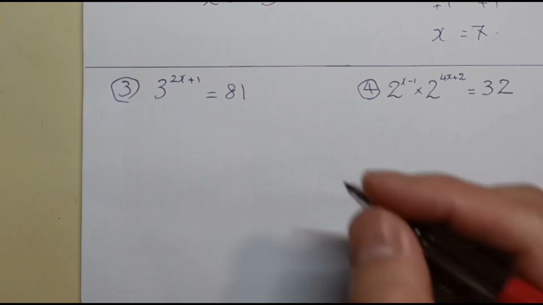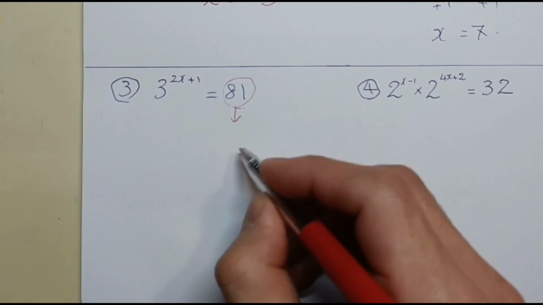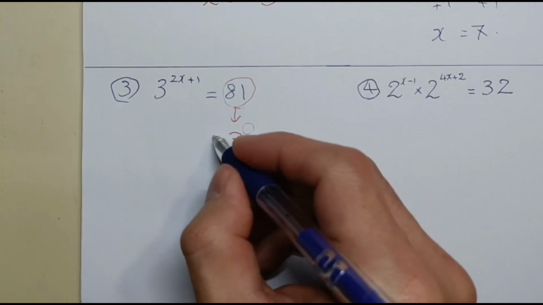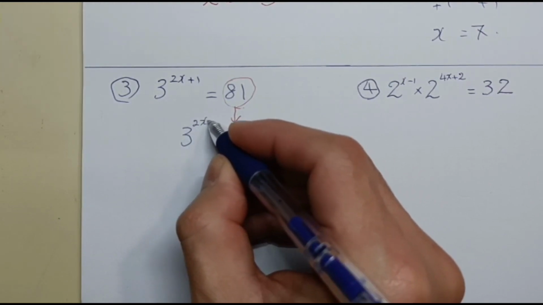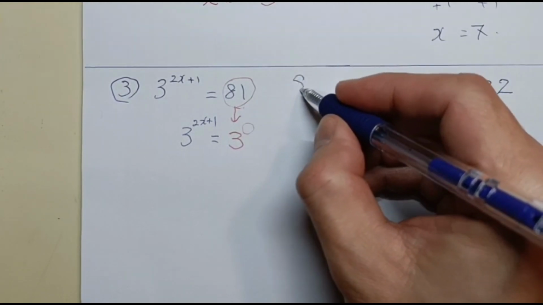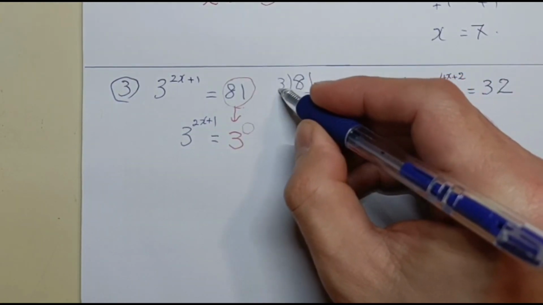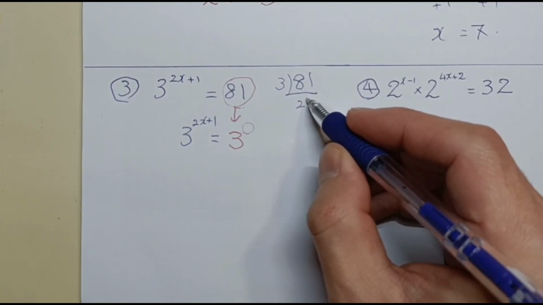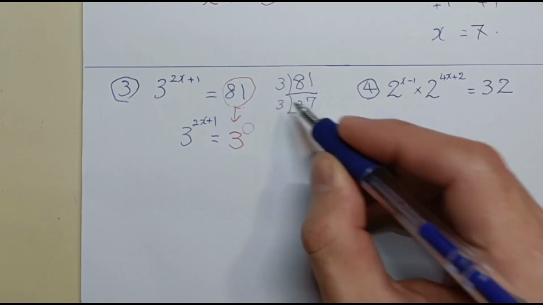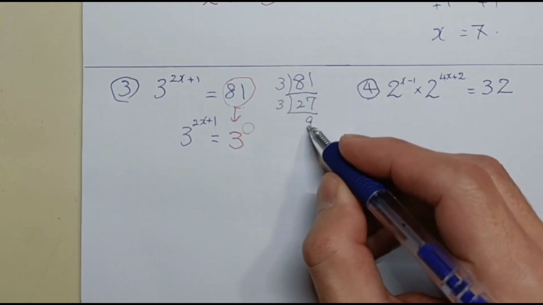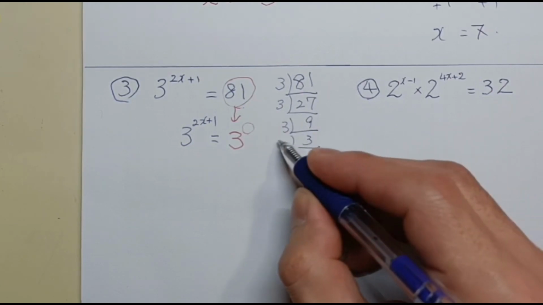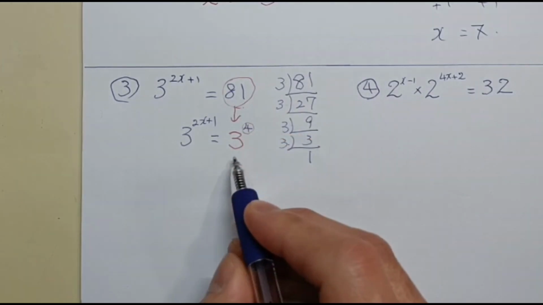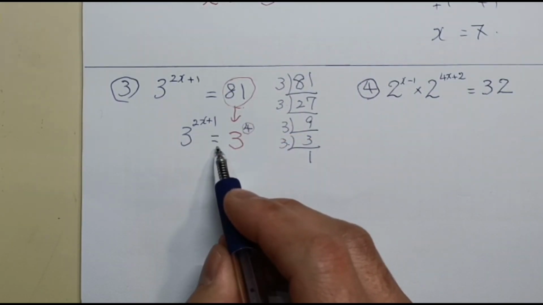So I will try to make this one into 3 to the power of something so that I can have the same base on both sides. Right? So 81, you can divide by 3. If you divide by 3 here, 27, isn't it? 27 divided by 3 is 9, 3, 1. So 1, 2, 3, 4. So 3 to the power of 4 is 3 to the power of 2x plus 1.